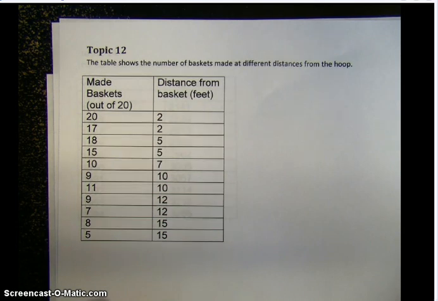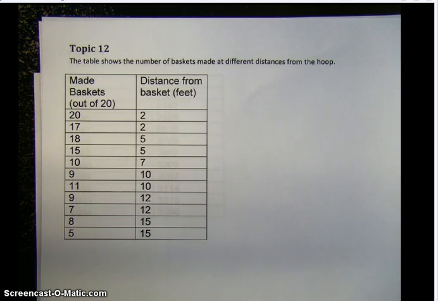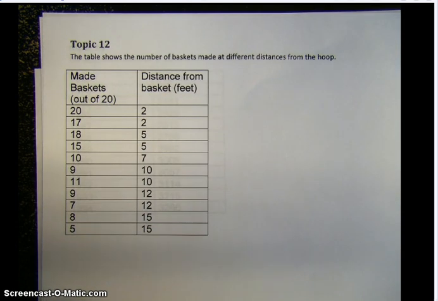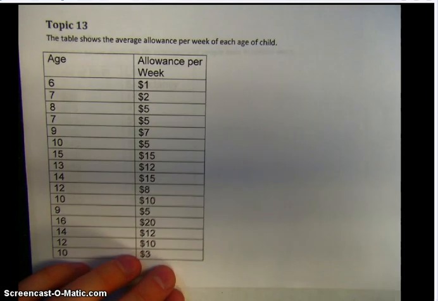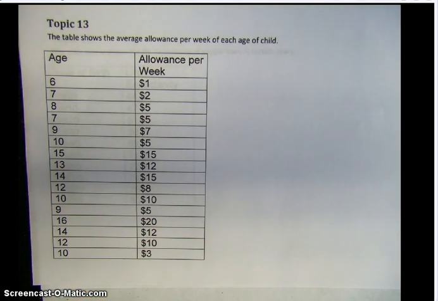Topic 12, for those of you who like basketball, is about how many baskets you make versus how far you are from the basket. So where's the best place to stand to make the most baskets, where's the worst place to stand, etc. Topic 13 might interest some of you who want an allowance. It is allowance based off of your age. So this one you could probably take to your parents and say, look, this data shows that at age 12 I should be getting this amount of allowance.